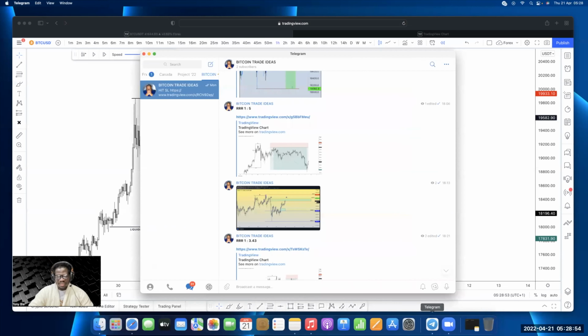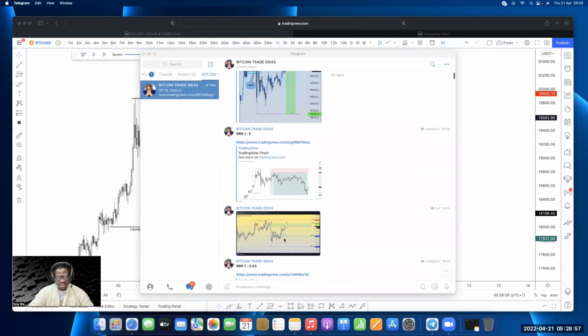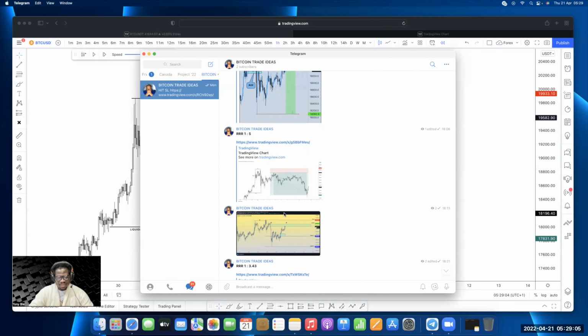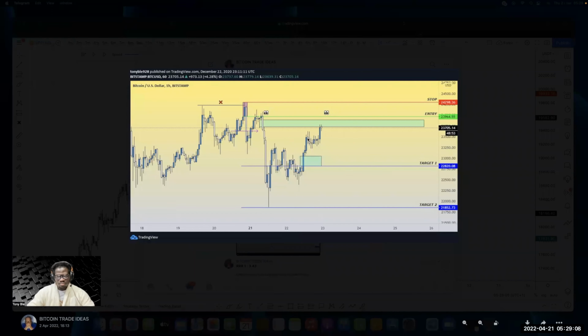So let's proceed. The next trade I marked out was on the 22nd of December 2020. I don't have the chart link for this, so I think I just screenshot the page. As we can see, this is my name published on TradingView, December 2022, 23:11, that is 11:11:11. That is a magic number for me.